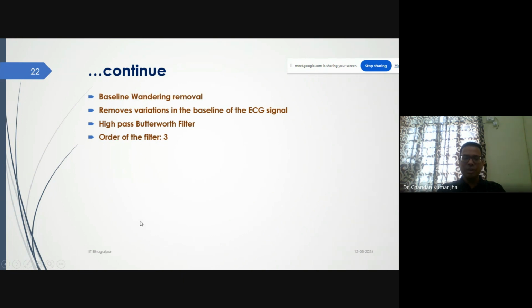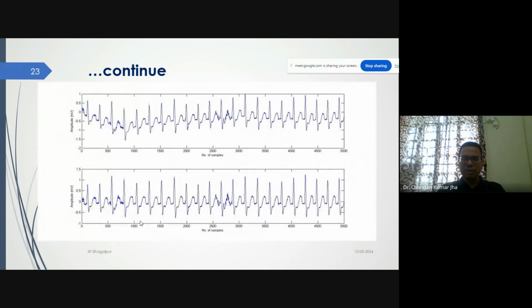And if you just implement the order 3 Butterworth filter, then here you can just see the baseline of the ECG signal. This is the original ECG signal with the baseline wandering. So here the baseline is here and there. Now if you just apply the high pass Butterworth filter, you can just see the baseline becomes, if you consider the 0 point here, uniform for all over the 5,000 samples. So here the baseline has been removed using the Butterworth filter. In this way the baseline wandering can be removed.